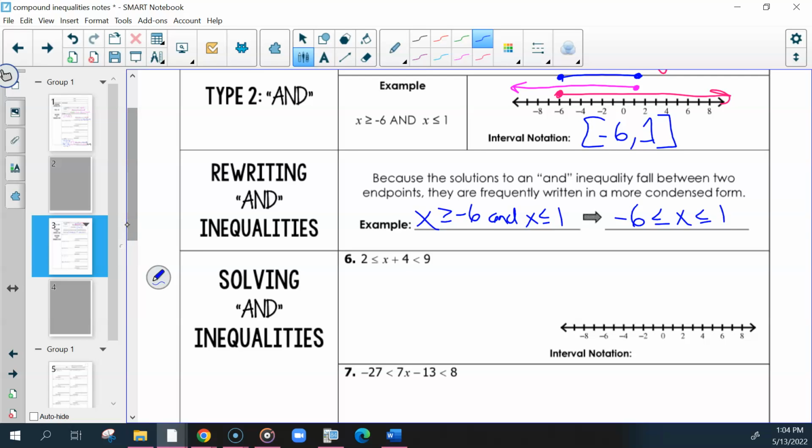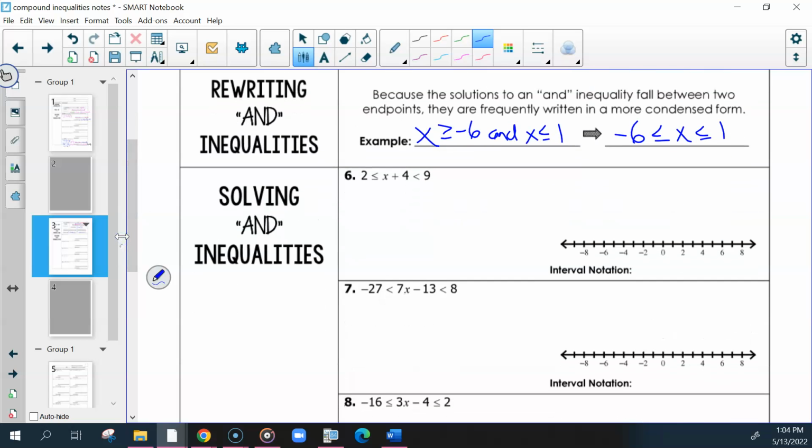So for number 6, we're going to solve this, but as we do this, whatever we do, we're doing it to everything, all at the same time. So to get rid of this 4 in the middle, what would we do to it? Subtract 4, but we're going to do that everywhere. So in the middle and on the outsides. And this would become -2 is less than or equal to X, which is less than +5.